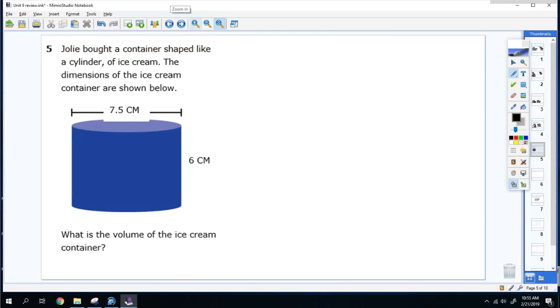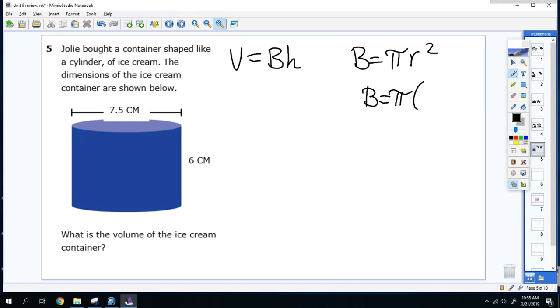Number 5, Jolie bought a container shaped like a cylinder of ice cream. The dimensions of the ice cream container are shown below. What's the volume of the ice cream container? So it'd be V is equal to big B times H. Big B is going to be pi r squared. Pi is pi. The radius is going to be 7.5 divided by 2, because 7.5 is the diameter, so I had to divide that by 2 to find the radius. Then I square it. After I square it, I multiply by pi, and you get 44.17.